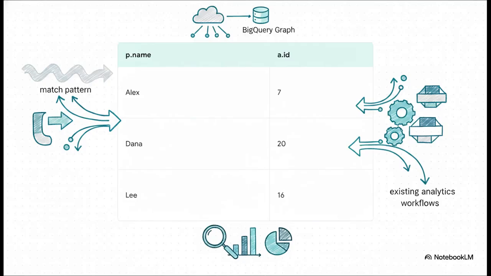And here is the absolute best part. For any downstream applications you're running, the output of that match pattern looks just like a standard SQL output. It hands you a clean, two-column table of names and account IDs. You aren't forced to learn or integrate a completely new ecosystem just to consume your results. It just fits right seamlessly into whatever analytics workflows you're already using.